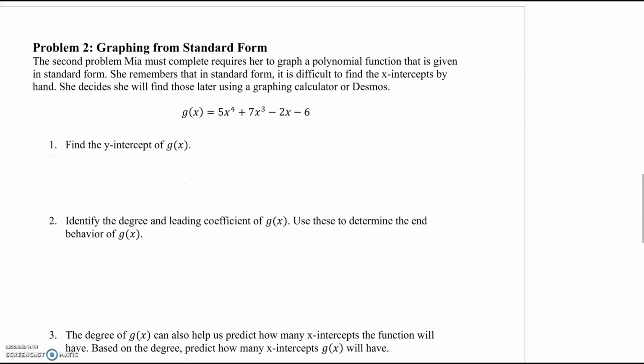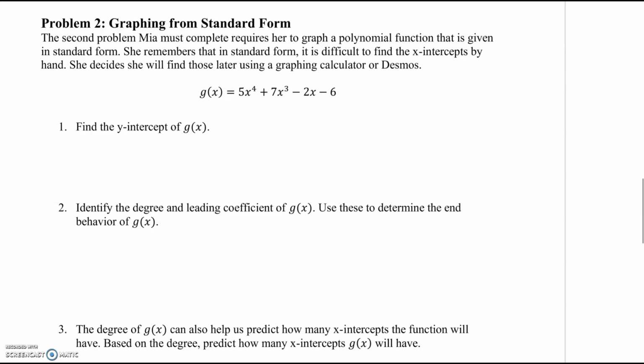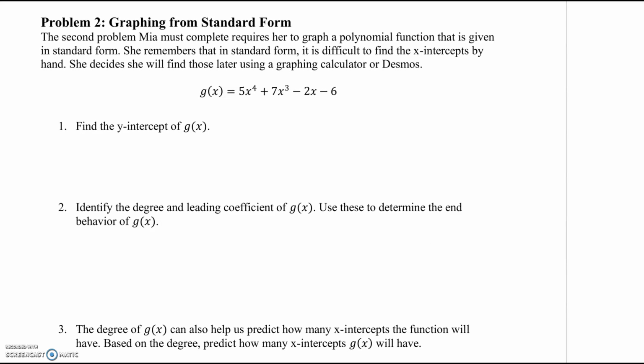All right, going on to problem number 2. Same idea. We're looking for x-intercepts, finding the degree, and eventually sketching a graph. So here we go. Remember, the y-intercept of g of x is always the constant at the end. So my y-intercept is going to be negative 6. So there it is in point form, or you could just as easily write that the y-intercept is at negative 6.